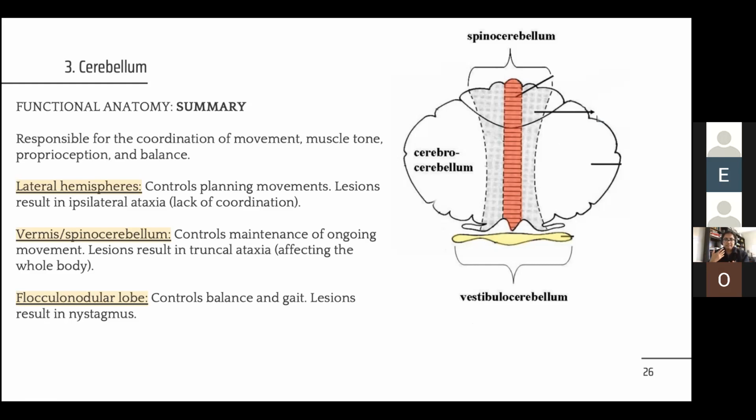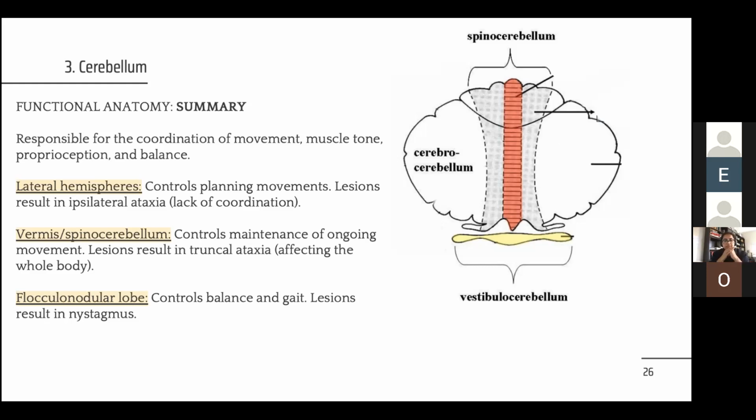So if you have some sort of damage to your lateral hemisphere, you end up with something called ipsilateral ataxia. And what that is, is a lack of coordination in your limbs. So this is where you end up with things like not being able to do dysdiadochokinesia properly, or the finger-nose, or ballistic tracking, those kind of things. So you'll have ipsilateral ataxia, which means if your left side is affected, you'll get poor dysdiadochokinesia in your left side, on the same side.